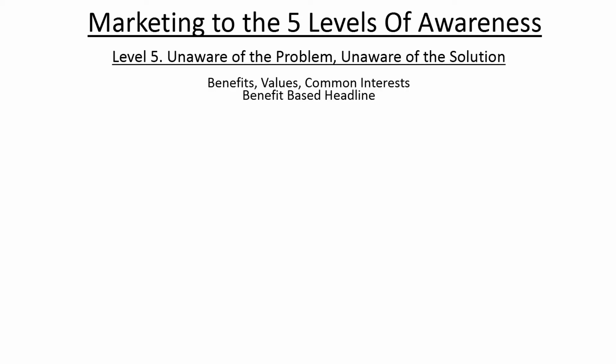So level 5, unaware of the problem, unaware of the solution. What works best? Benefits, value, common interest, a very benefit-based headline. Example: what the law of attraction didn't teach me about financial freedom.